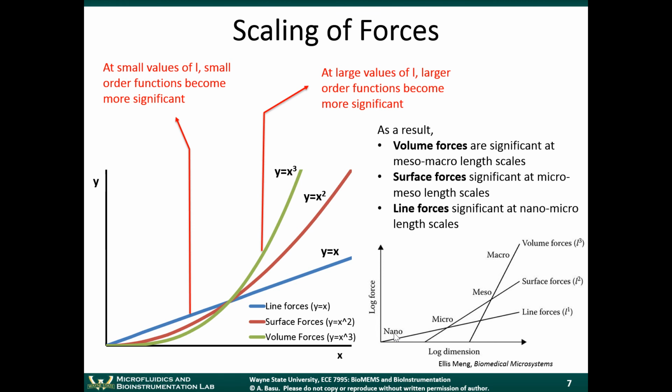So physics changes as we go from the micro scale to the macro scale. This is all because of these mathematical functions. Lower order functions actually have a higher value at small scales. You can see that y equals x has a larger value than y equals x squared or y equals x cubed once you get down to small values.